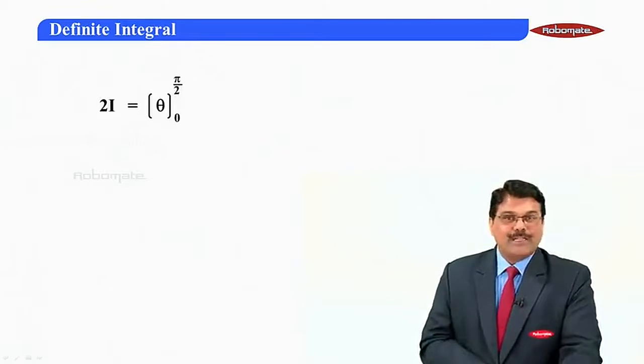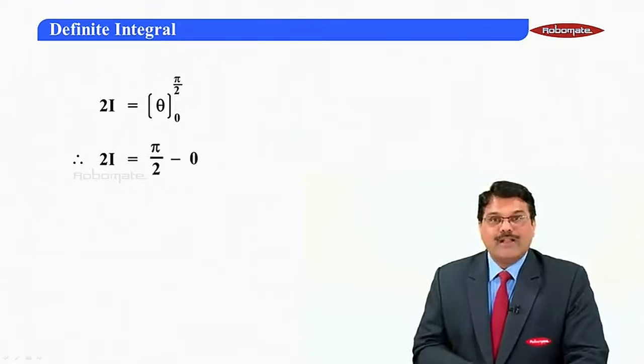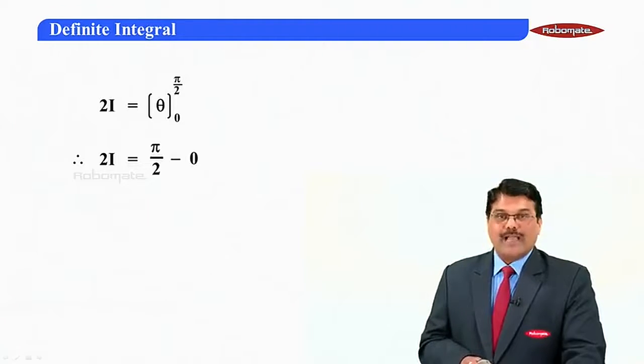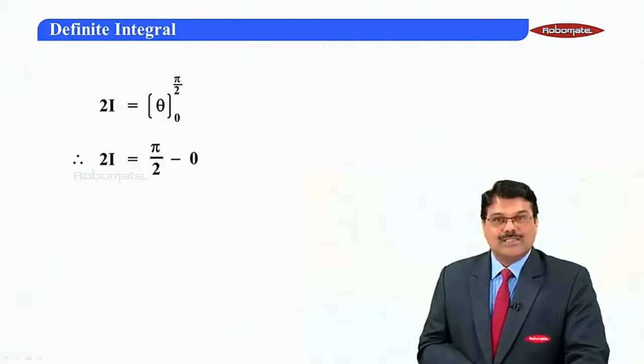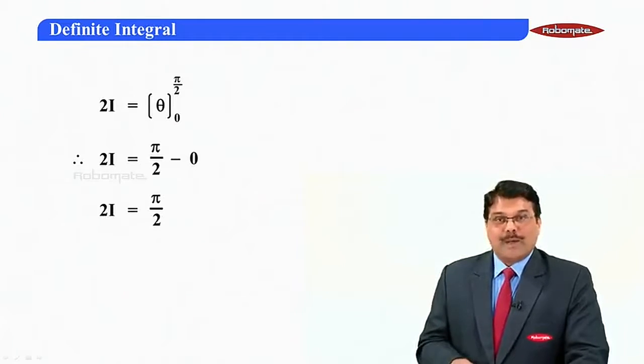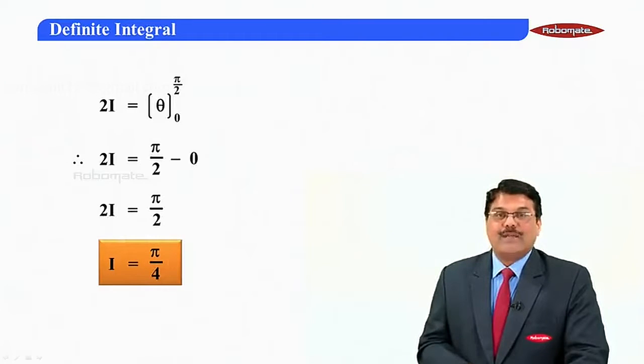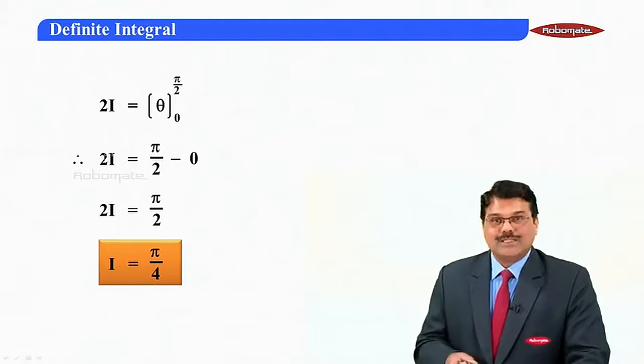Now by fundamental principle, let us substitute upper limit and lower limit. So it will become 2I is equal to pi by 2 minus 0. So 2I is equal to pi by 2, hence the value of I becomes pi by 4. This is your final answer.